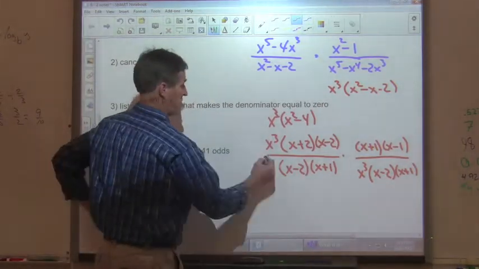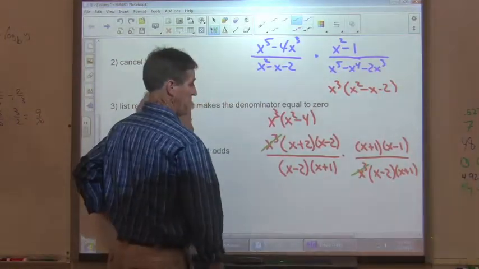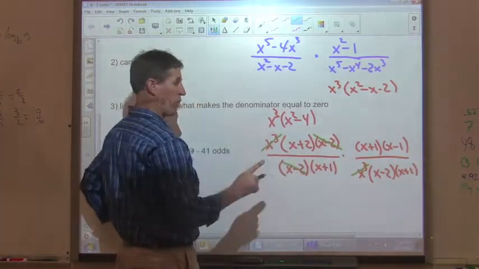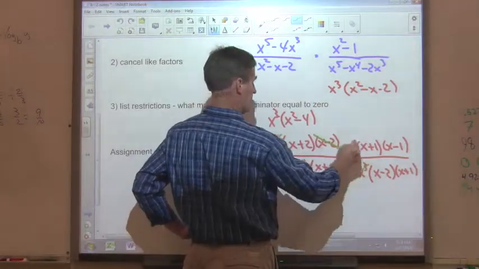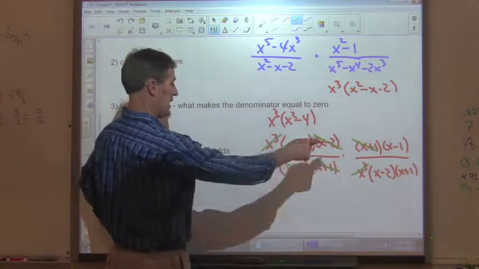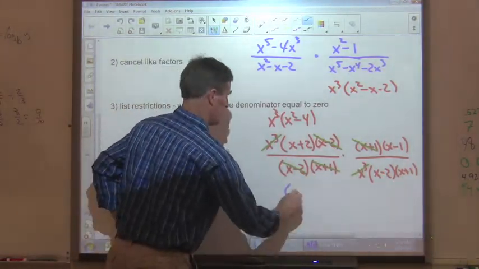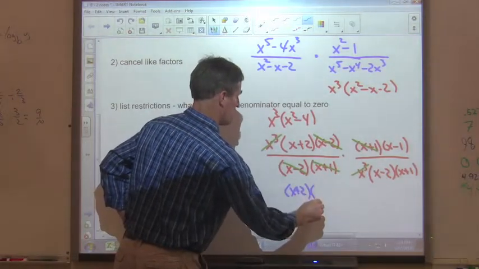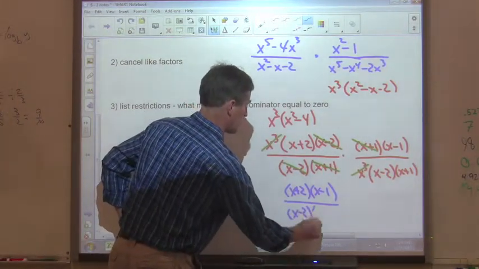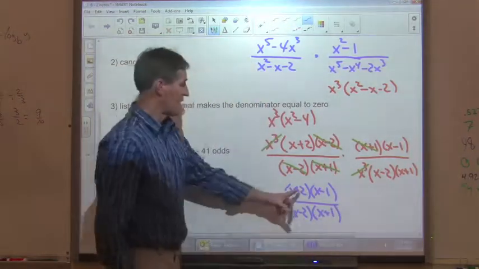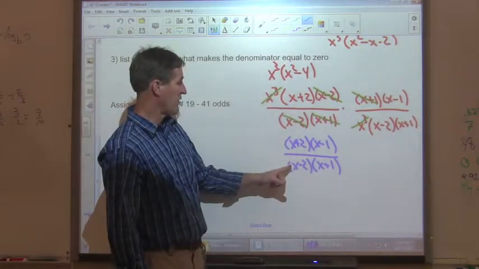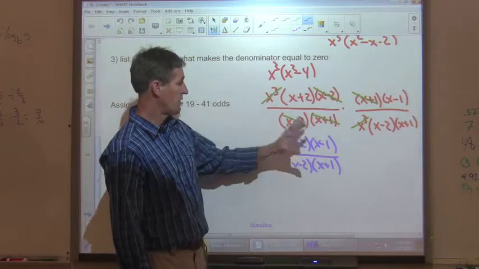Then we cancel the like factors, so the x cubes cancel. I don't have an x plus 2 on the bottom. Now, here we have two x minus 2's. You can only cancel 1 for 1. Then I have an x plus 1. Again, I have 1 here, I have 2 on the bottom, but only 1 for 1. Doesn't make any difference which one. And then an x minus 1. So I'm left with x plus 2, x minus 1, over x minus 2, x plus 1. Now these aren't opposites, so we can't cancel that any further. If it was a negative x and a negative x, then we could, but in this case you can't.